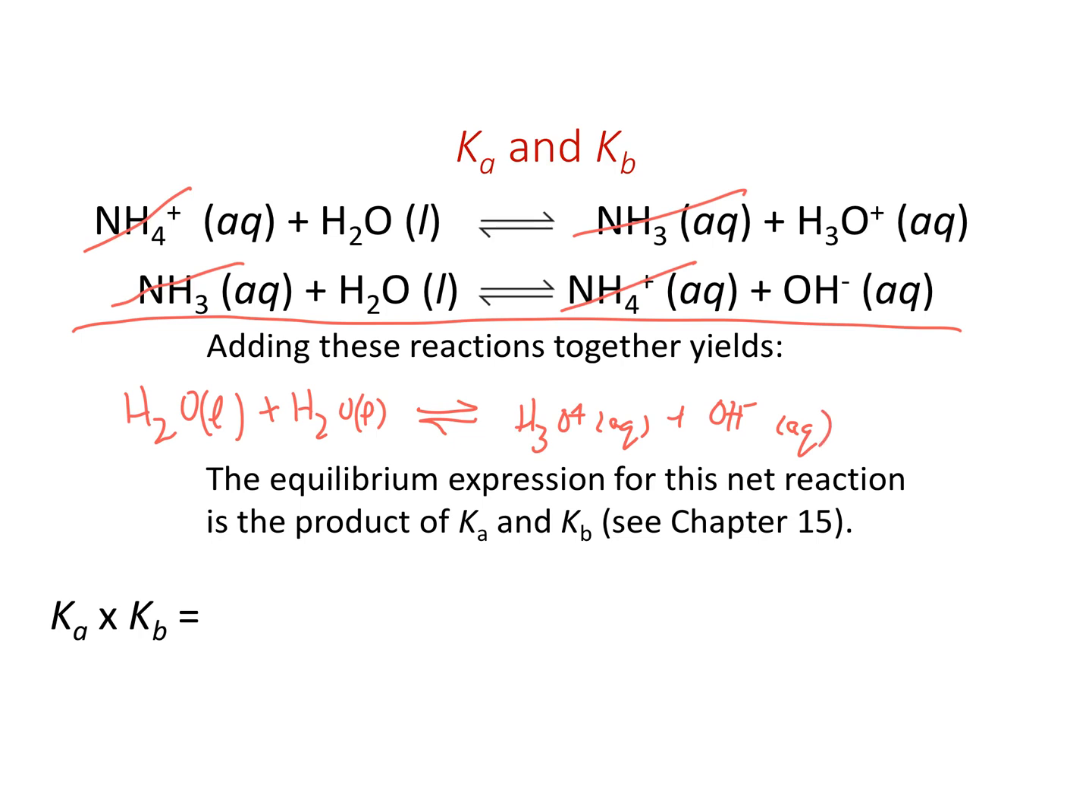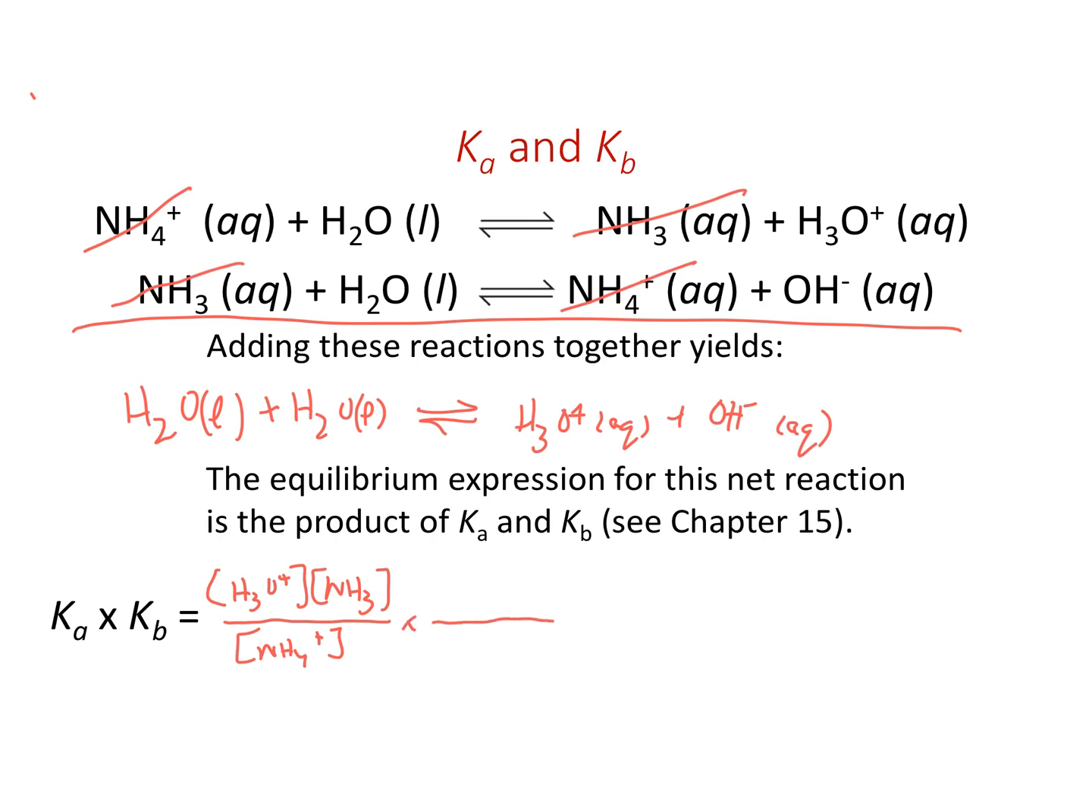So what does that mean? That means the product, the sum of these two reactions, that means the product of Ka and Kb is a relationship we're already familiar with. So let's multiply Ka and Kb together to see what that results in. Right, the Ka was the concentration of hydronium times the concentration of ammonia all over the concentration of ammonium.